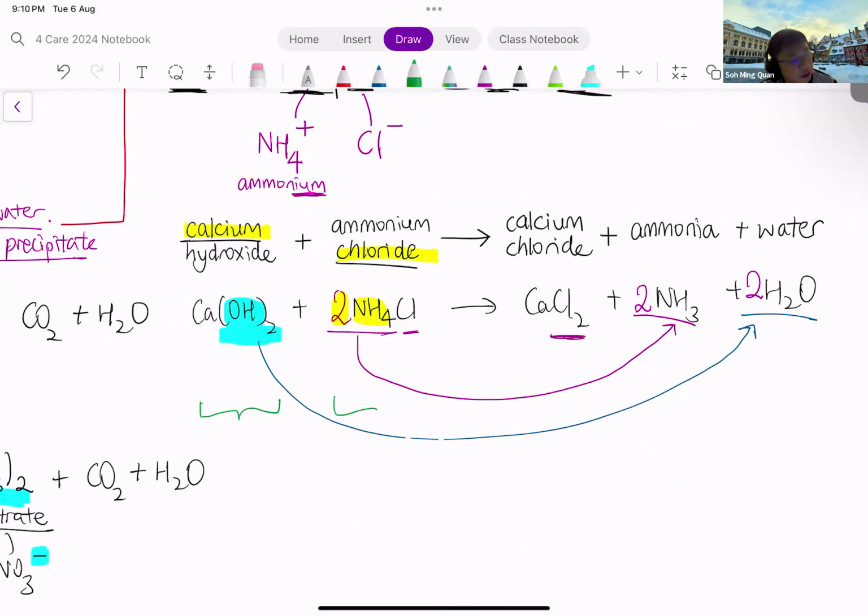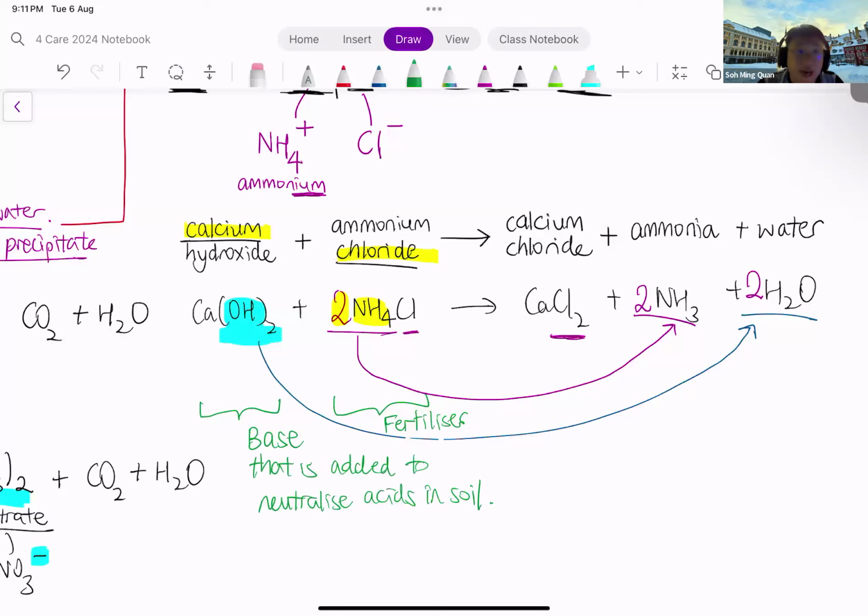I've chosen these compounds because these compounds are also useful for something. Ammonium chloride is a fertilizer for soil, for the plants to grow better. Now, calcium hydroxide is important. It is a base that is added to neutralize acids in the soil. So calcium hydroxide is a base, and this base is what is added to soil to neutralize the acids present in the soil. Okay?